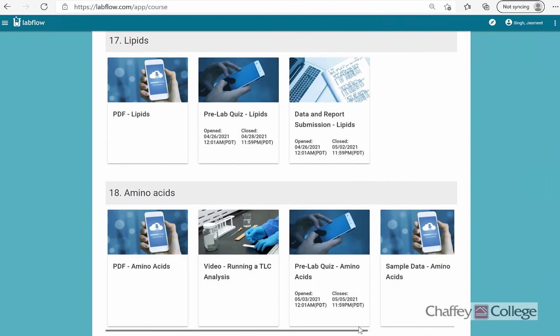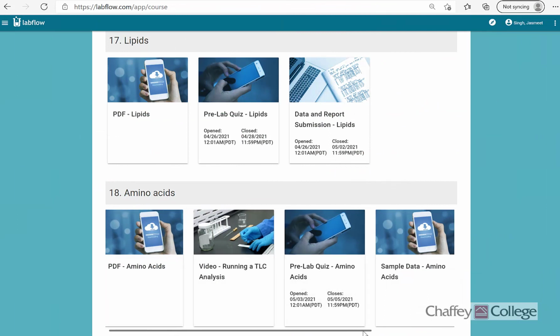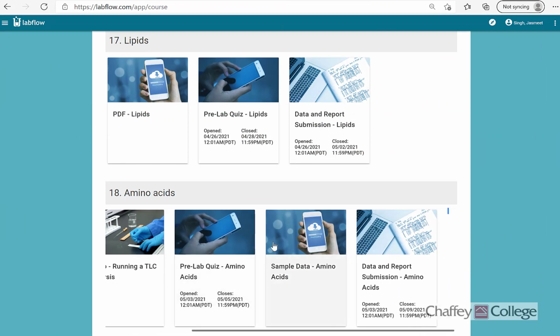Let's take a look at the lab report. As usual, the sample data is provided in this tab, and the lab report is provided in the final section. Let's open the lab report.